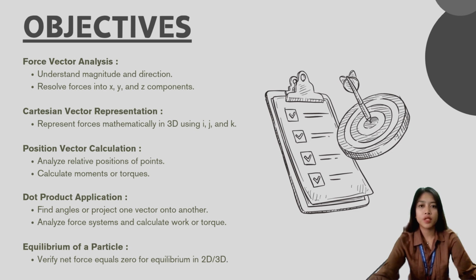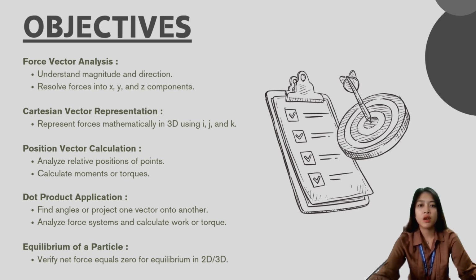The objectives of this project are centered on mastering key concepts in statics. So first, we have force vector analysis, which helps us understand forces in terms of magnitude and direction, as well as how to resolve them into components along the x, y, and z axes. Next, Cartesian vector representation allows us to express forces in 3D space using unit vectors i, j, and k.